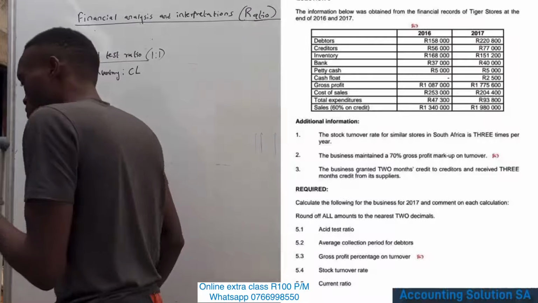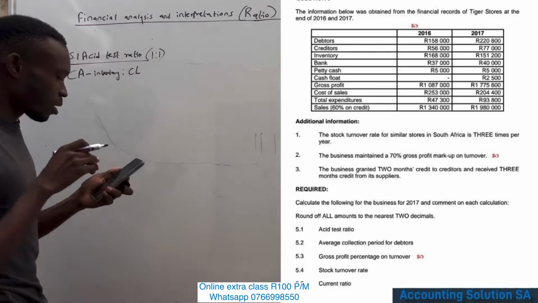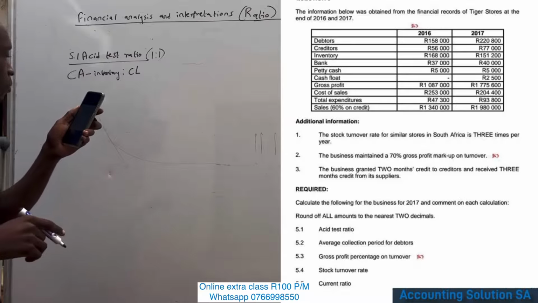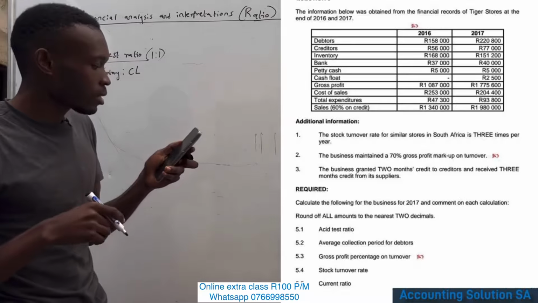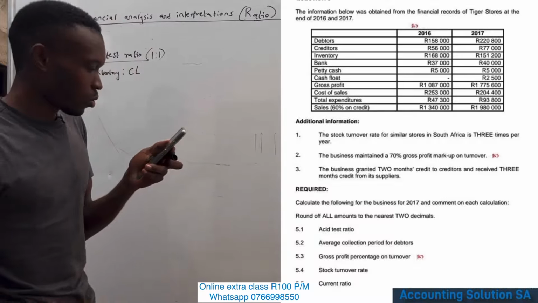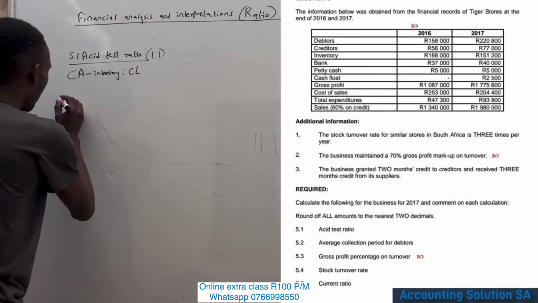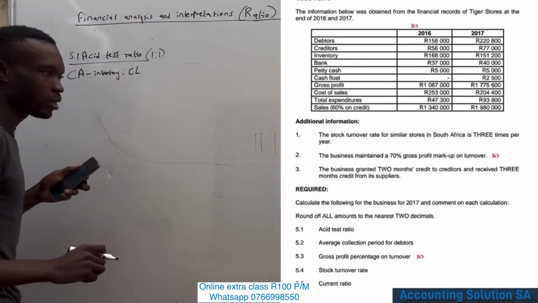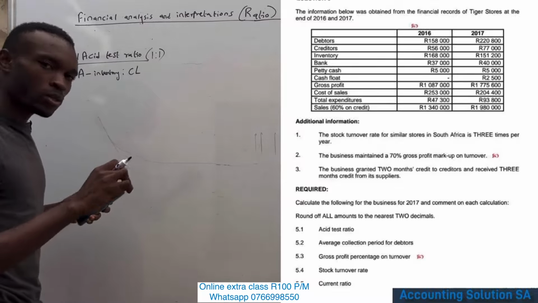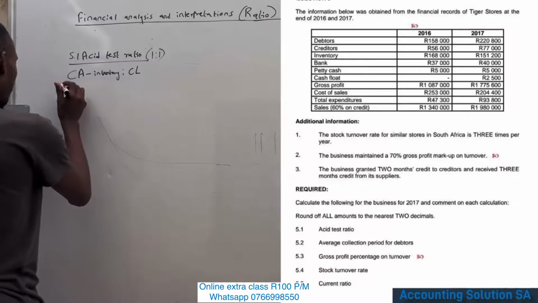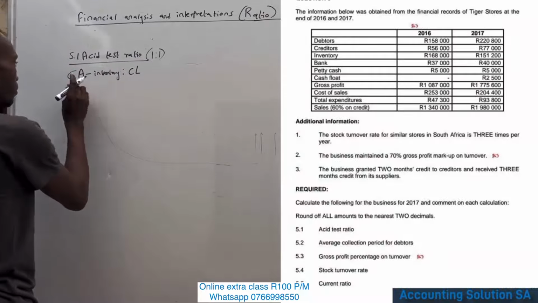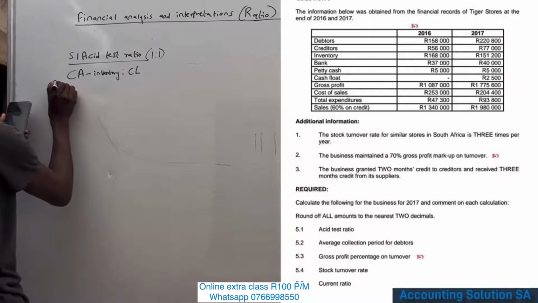Okay, so now let's check with the information that we have so that we can do the calculation. If you check on the table, we have debtors, which is a current asset. We also have inventory, which is a current asset. We have a bank, we have petty cash, and we have cash float. So you need to add all of them and then you subtract inventory. Even inventory, you have to add it first so that you can also subtract it. Otherwise, you will not be using the formula if you didn't add inventory. Okay, let me show you here.